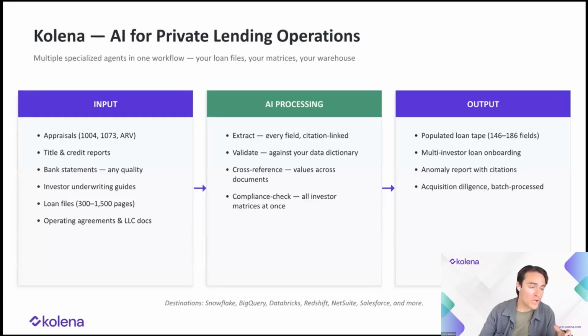And along with that, we'll be checking all of the information against the investor matrices that you need to comply with at the same time. So all of this is happening all at once instead of one task and then one task and then one task. It's all happening together. The output that you get is a populated loan tape, your multi-investor loan onboarding report, and an anomaly report, and that can all be pushed into whatever tool you need, wherever your capital markets team works. We can support that. So 3 demos coming up: appraisal, loan onboarding, loan tape.